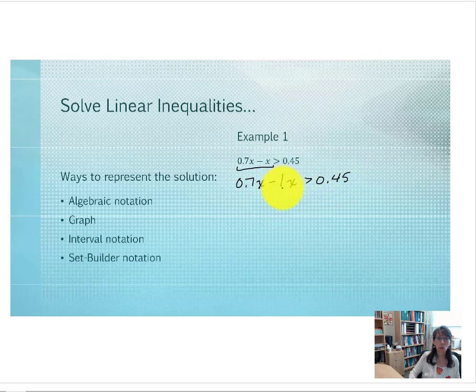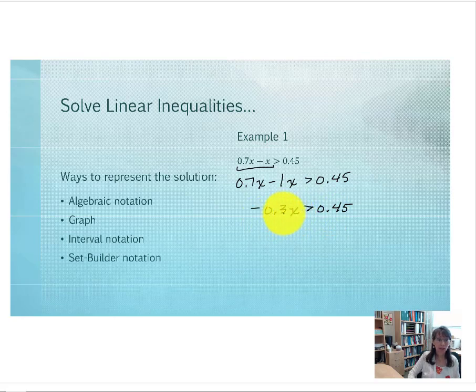This way it's easy to see what the actual coefficient of x is, because when we don't see anything, sometimes people forget that it's really 1. In this case, it is -1, because the problem is written as subtraction. So what we're really combining is 0.7 subtract 1, and that will give us a negative 0.3x is greater than 0.45.